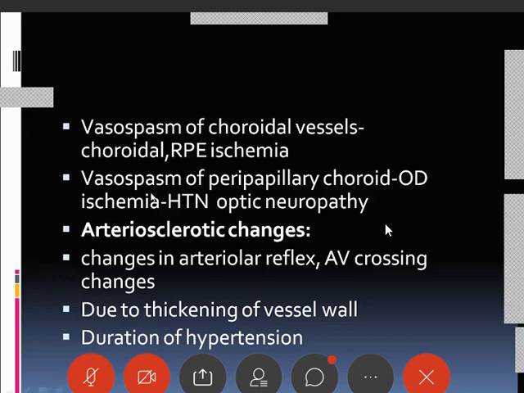When there is vasospasm of the peripapillary choroidal vasculature, there will be optic disc ischemia, which presents as hypertensive optic neuropathy. That is about the vasospasm, which is the first change that occurs when there is hypertension.